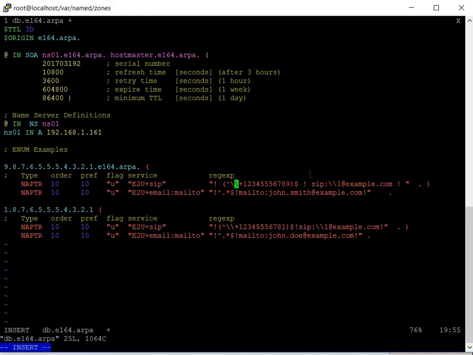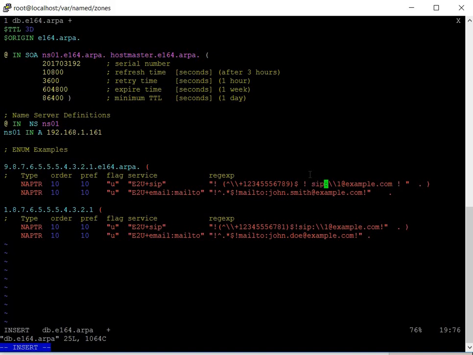So read this statement. This statement is enclosed in brackets just because I needed to escape it for the way that BIND configuration is going to read this file. This hat means starts with, so if your application-specific value, which in the case of ENUM is again a telephone number, begins with an escaped plus sign, so plus 1, 2, 3, 4, 5, 5, 5, 6, 7, 8, 9, and ends after the 9, so I'm matching only that phone number and nothing else. So if you're requesting that phone number exactly, then replace that with this SIP URI.